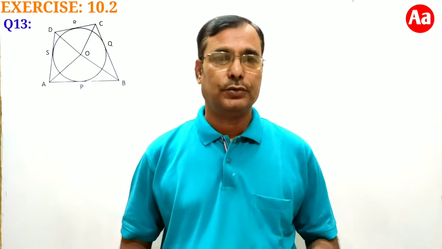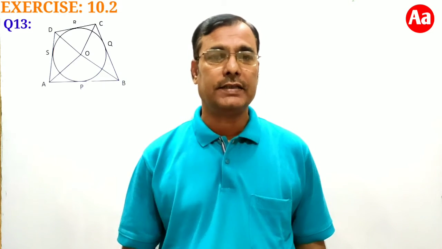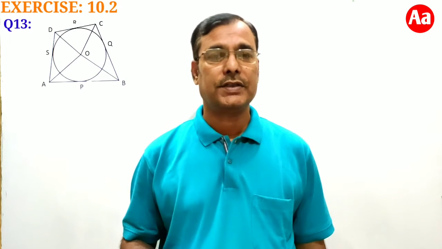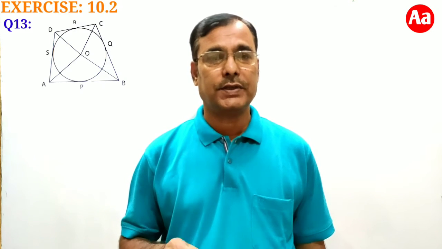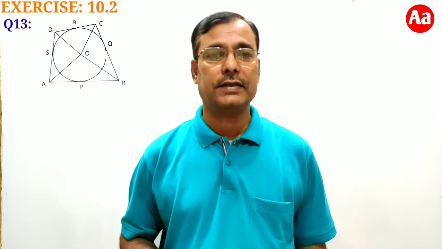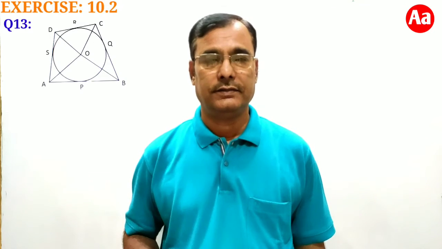Now last question, question number 13. Prove that the opposite sides of a quadrilateral circumscribing a circle subtend supplementary angles at the center of the circle.